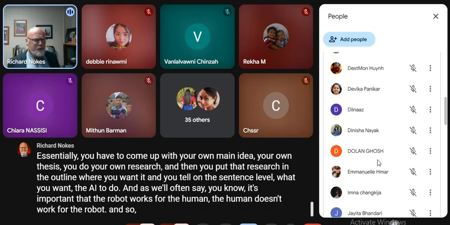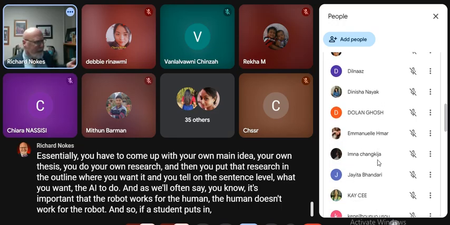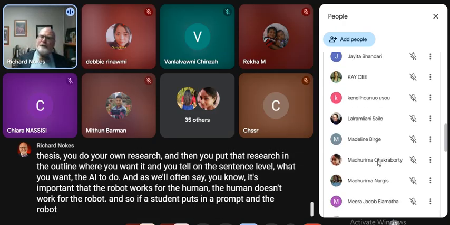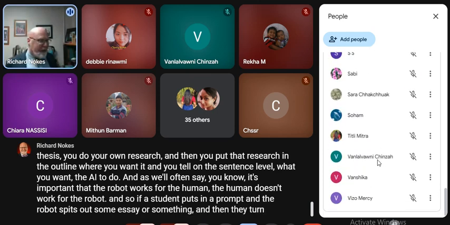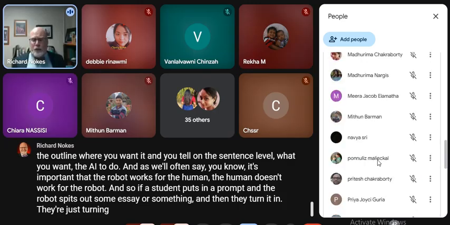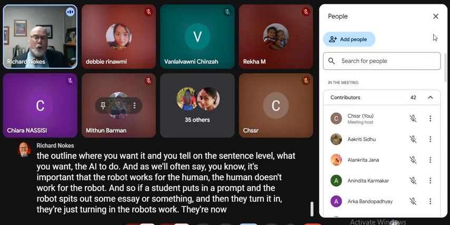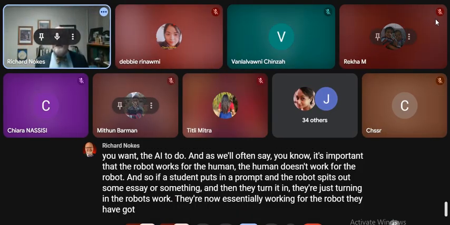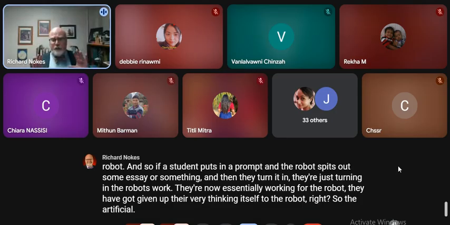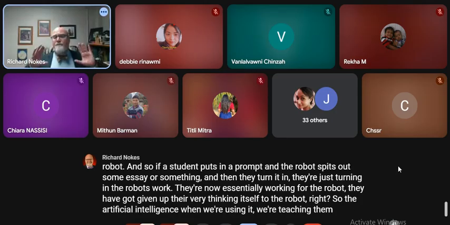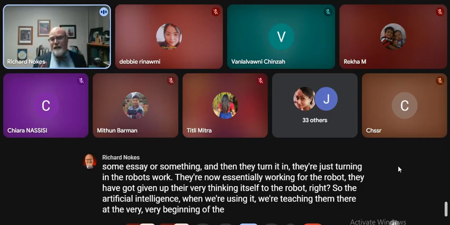And so if a student puts in a prompt and the robot spits out some essay or something, and then they turn it in, they're just turning in the robot's work. They're now essentially working for the robot. They have given up their very thinking itself for the robot, right? So the artificial intelligence, when we're using it, we're teaching them at the very, very beginning of the process to prompt it with very detailed outlines.